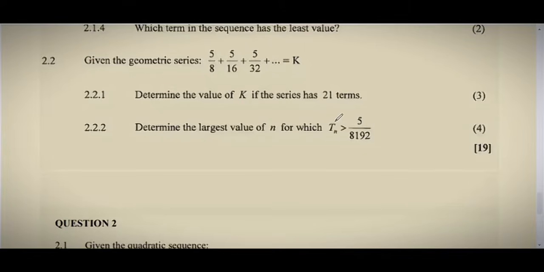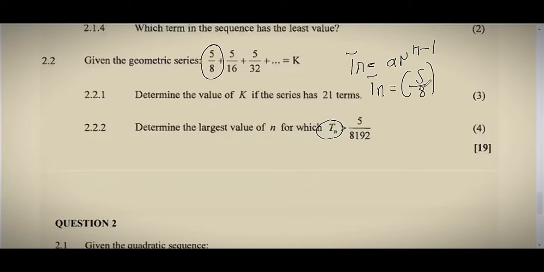So now let's check. This is saying where Tn will be greater than that. So that means this involves us having to find the general term of the geometric series first. So we have Tn is equal to a r to the exponent of n minus 1. Then this is Tn. Our a value is still 5 over 8. And then our r value, remember, we calculated it to be 1 over 2, right? And then to the exponent of n minus 1.